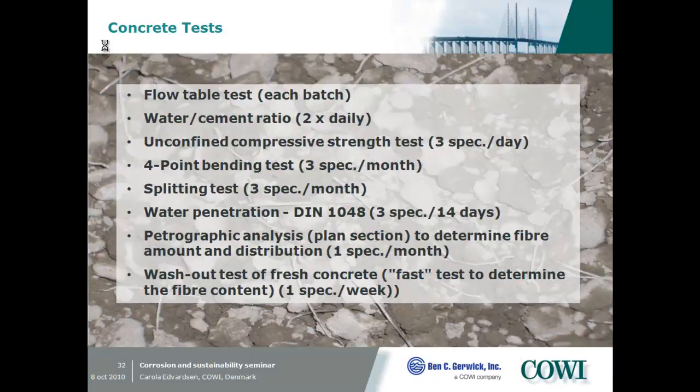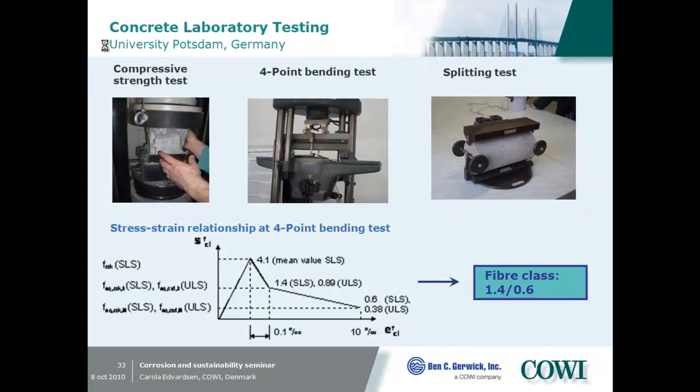Here are some concrete tests. I will not go further into that. Here are some pictures from the testing. This is the most important one. You have to measure the tensile capacity of a steel fiber reinforced concrete by this four-point bending test. And the fiber class, according to our guideline, is defined. We have a fiber class 1.5, 0.6, and these values are given in this diagram here. This is the definition of the fiber class according to our European standards.